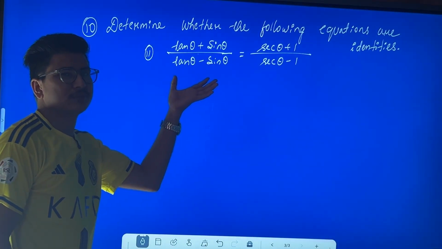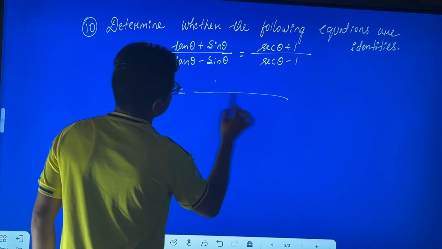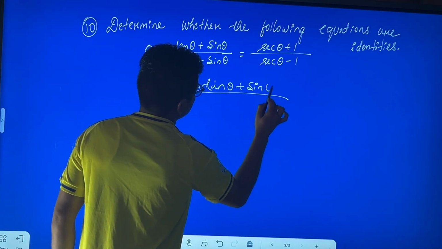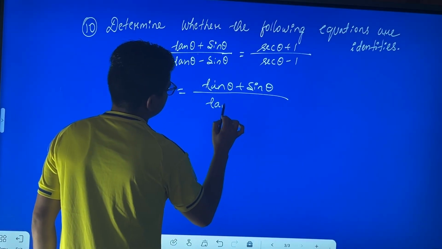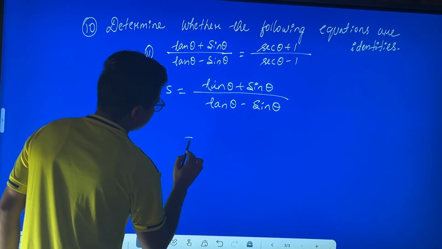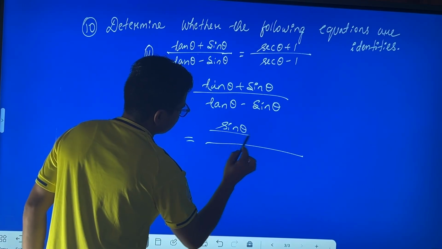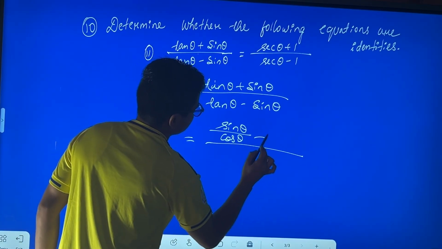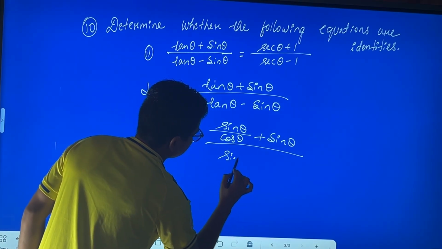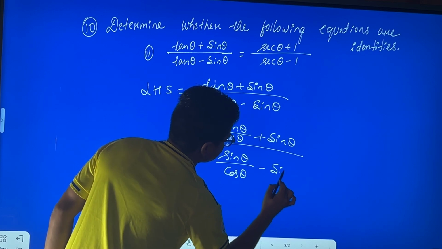Here we have Roman number 2. Let's go the same way. Left hand side. What is the left hand side? The left hand side is tan theta plus sin theta divided by tan theta minus sin theta. We all know that in place of tan theta I can write sin theta upon cos theta, correct? Sin theta upon cos theta plus sin theta. In place of tan theta just write sin theta upon cos theta minus sin theta.